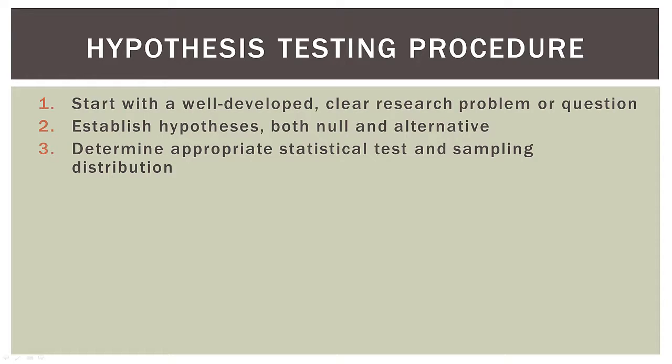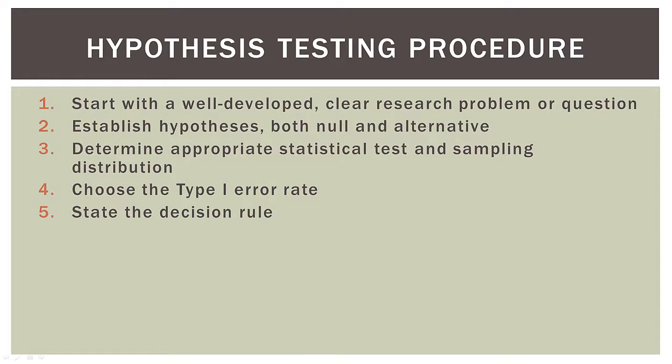So in this case, since we knew sigma, we were using the normal standard distribution and the z-test. Choose the type 1 error rate. In this case, we chose 0.01. Then we state our decision rule based on our error rate and our statistical test.